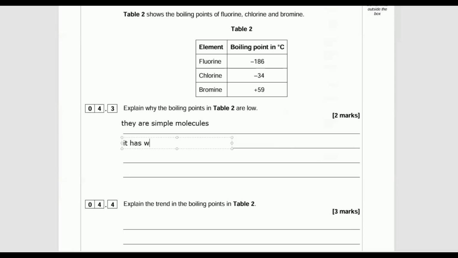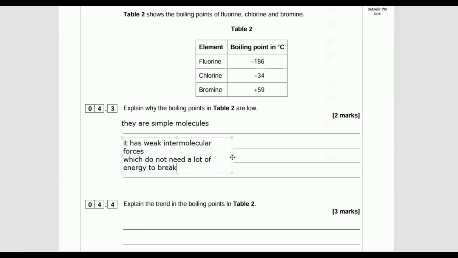It has weak intermolecular forces. You can just say weak intermolecular forces. We don't need to say between, because intermolecular means in between the molecules. So you either say weak forces between molecules, or you say weak intermolecular forces, and that term intermolecular is saying between the molecules. So there are weak intermolecular forces which do not need a lot of energy to break.